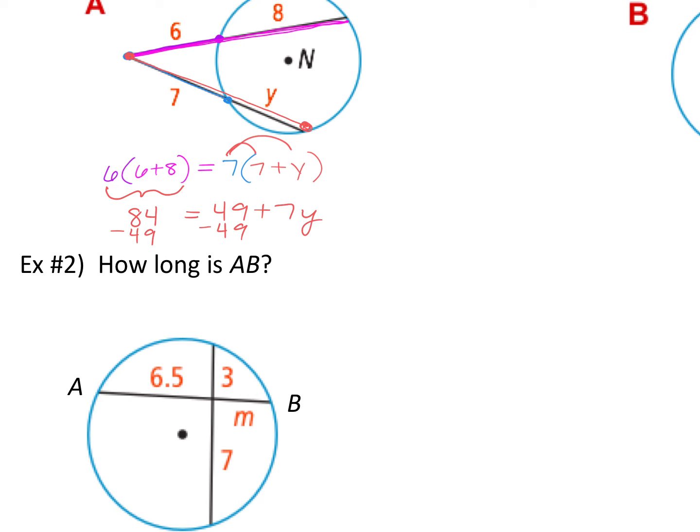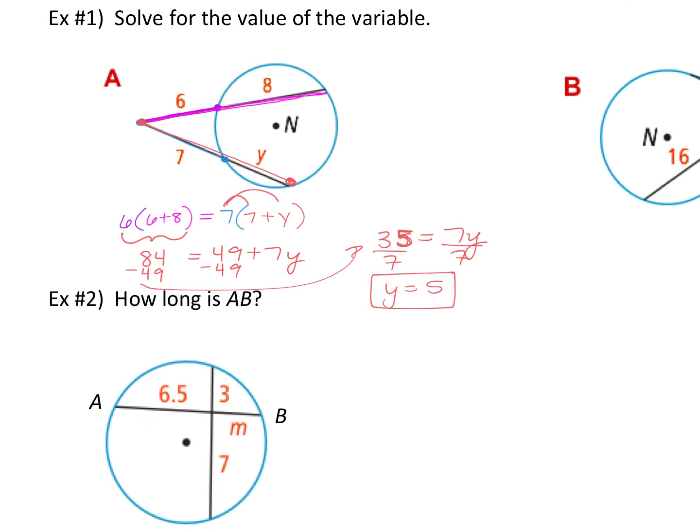and then divide by 7. So you get 35 equals 7y. Divide by 7, so y is 5. Okay, now if you really wanted to go back, you could plug a 5 in here. 7 times 12 should equal 84, right? Double check that. If it does, great, you've done it right.